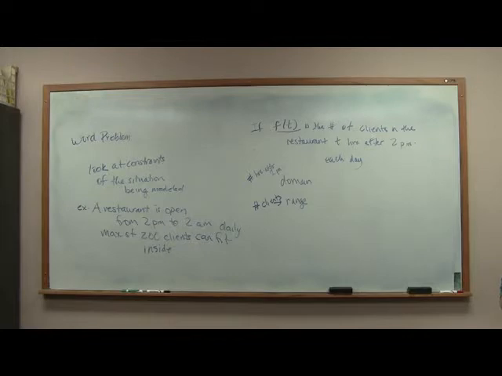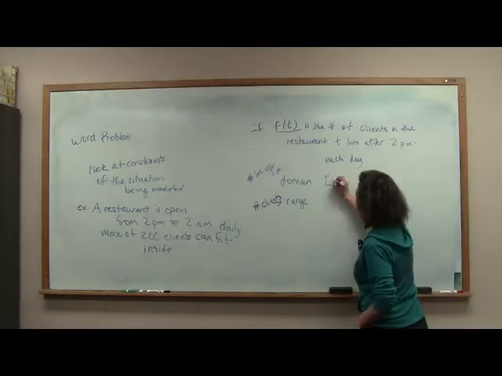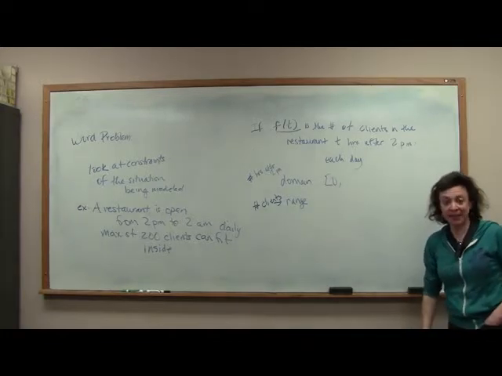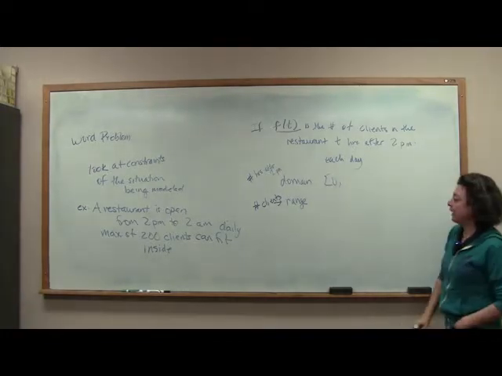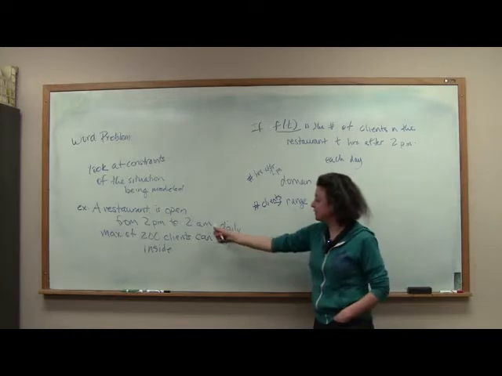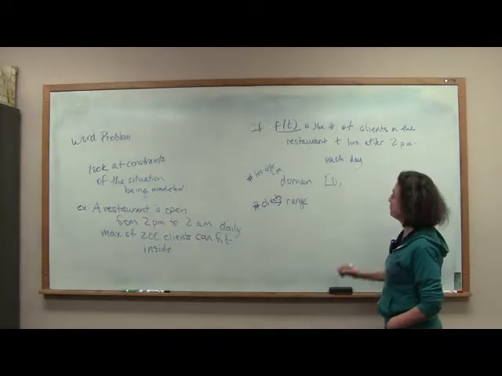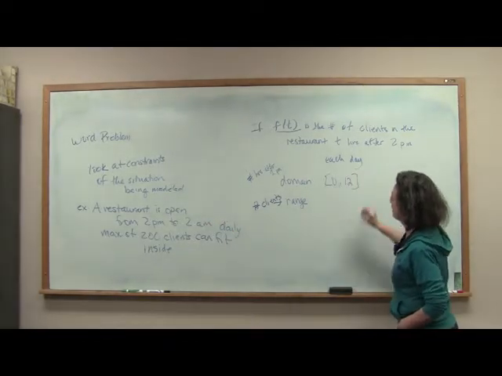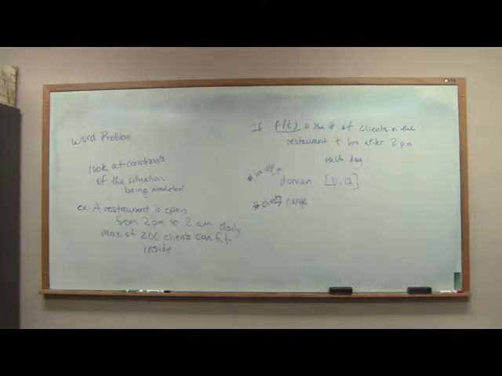Well, if t is the number of hours after 2 p.m., t can certainly take on the value of 0 because that's 2 p.m. And then for how many additional hours is it open? Well, it's open for an additional 12 hours. So in this example, our domain is from 0 to 12.